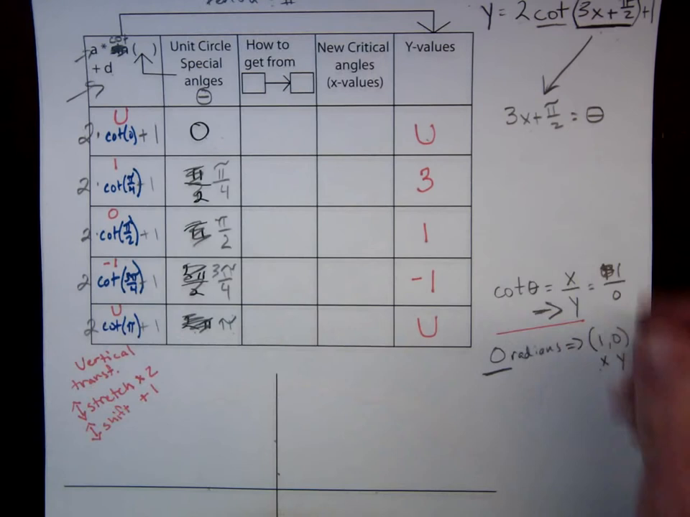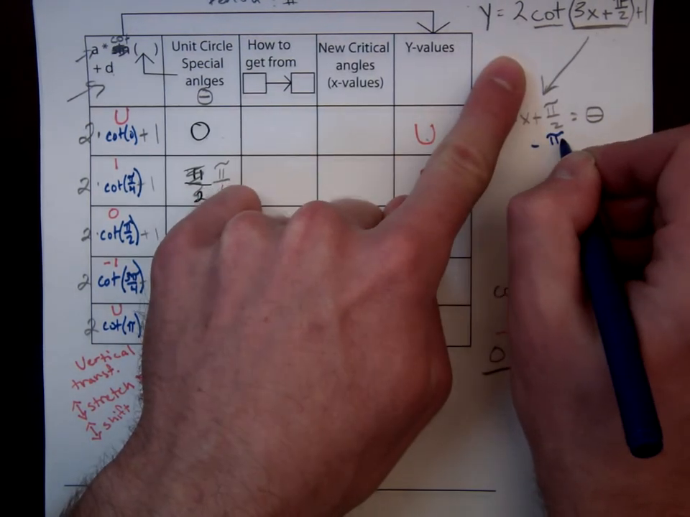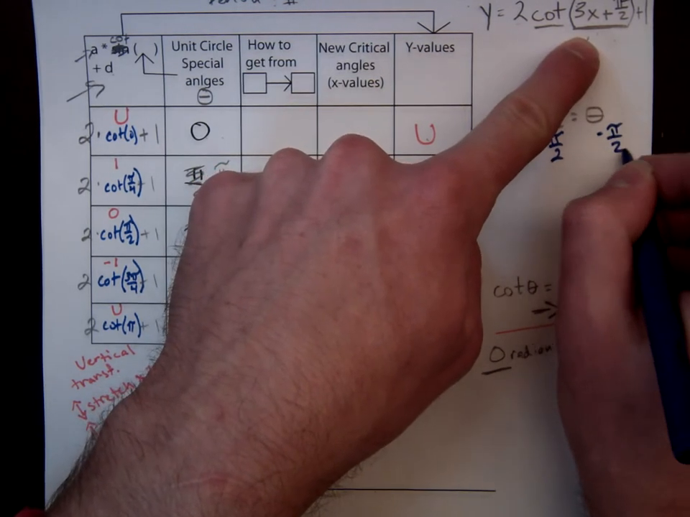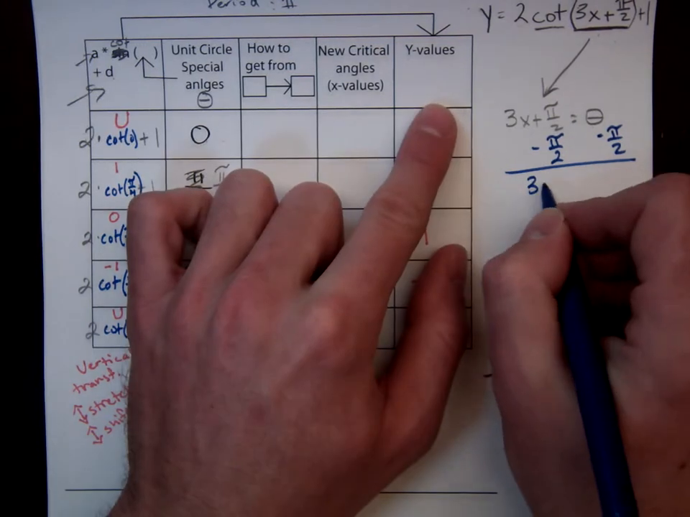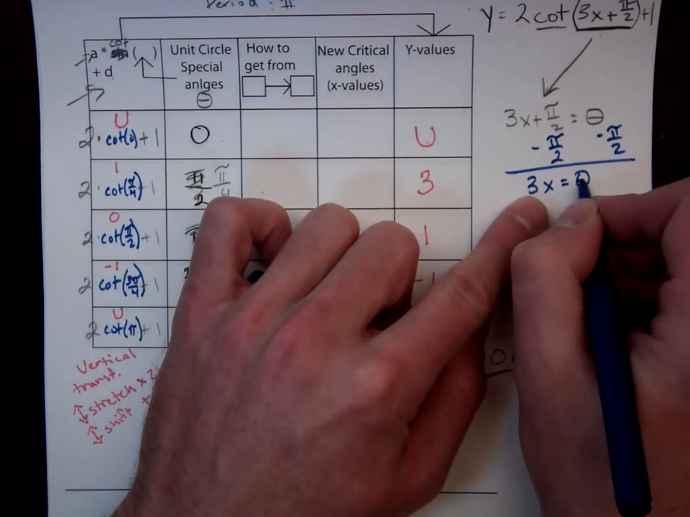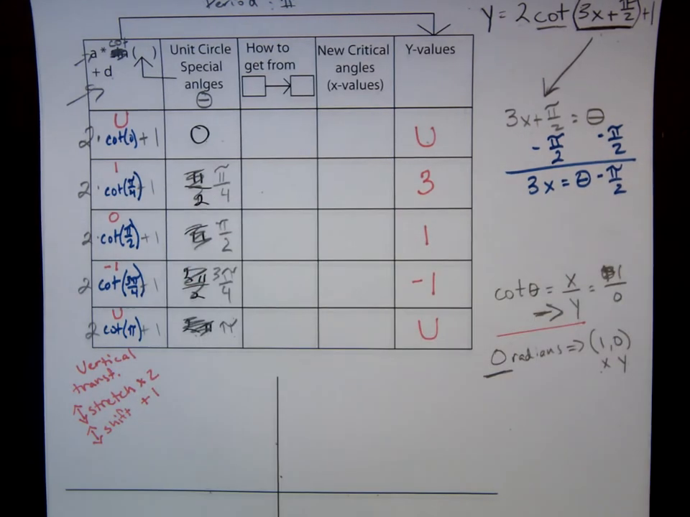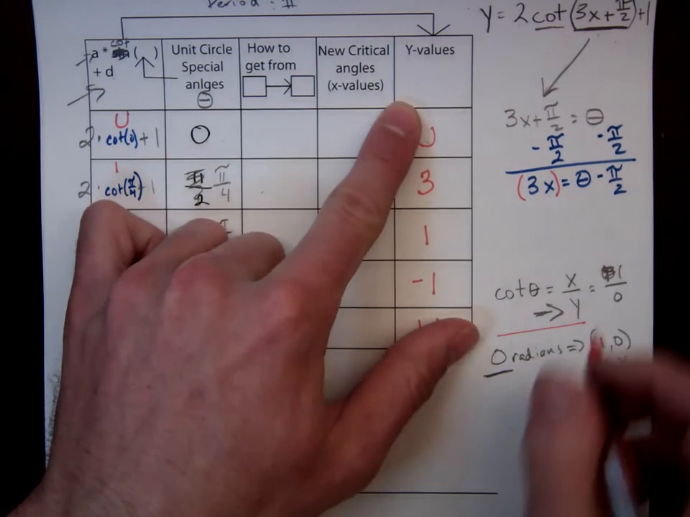Now, to get that to happen, what we're going to do is subtract pi over 2 from both sides. So that leaves me with 3x is equal to theta minus pi over 2. Then I'm going to multiply both sides of it times 1/3.